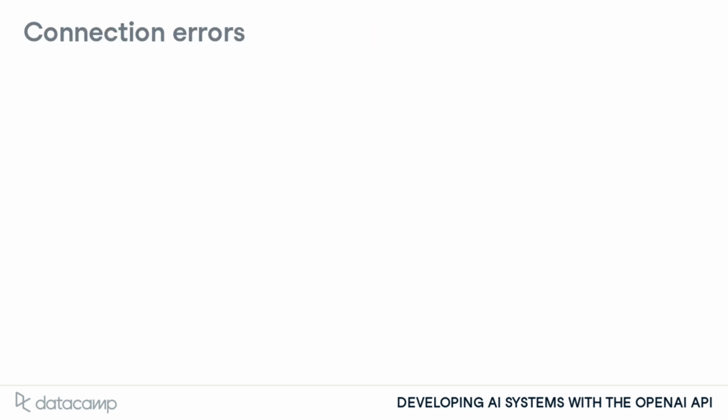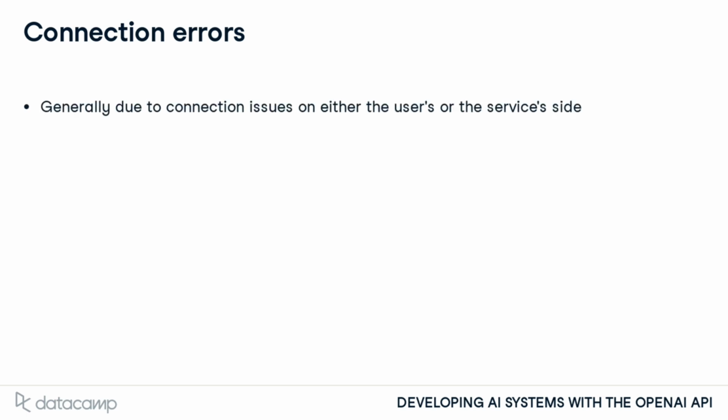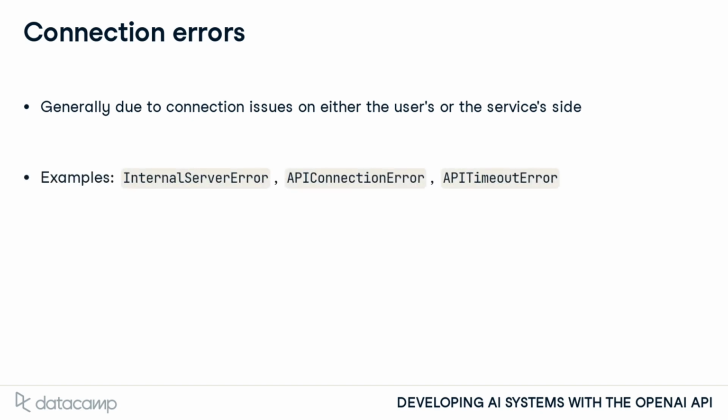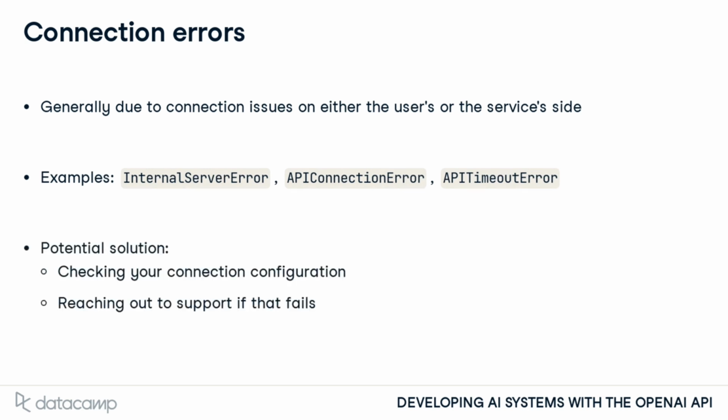Errors that occur due to connection or server issues on either the user's or the service's side are, for example, internal server error, API connection error, and API timeout error. In these cases, the best solution is to check our connection, including any firewalls that might be blocking access, then wait and retry after a few minutes, and to get in touch with support if the error persists.